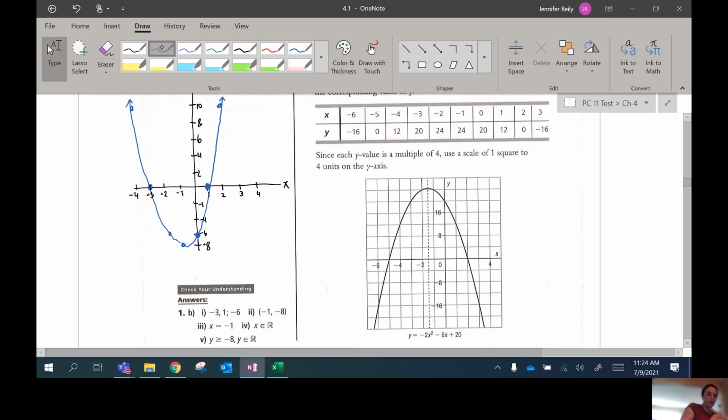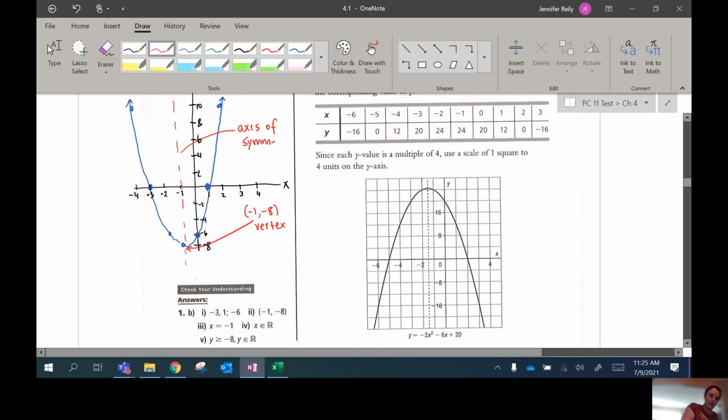Okay, so let's label some key things. This point here right at the bottom, at -1, -8, this is the vertex. Okay, and the line of symmetry, the axis of symmetry would be right here. Axis of symmetry. It's right at x equals -1. On either side of x equals -1, the graph is identical.